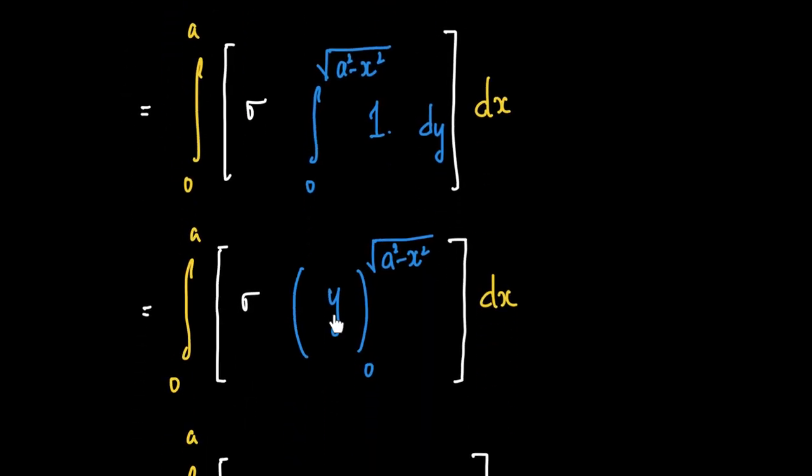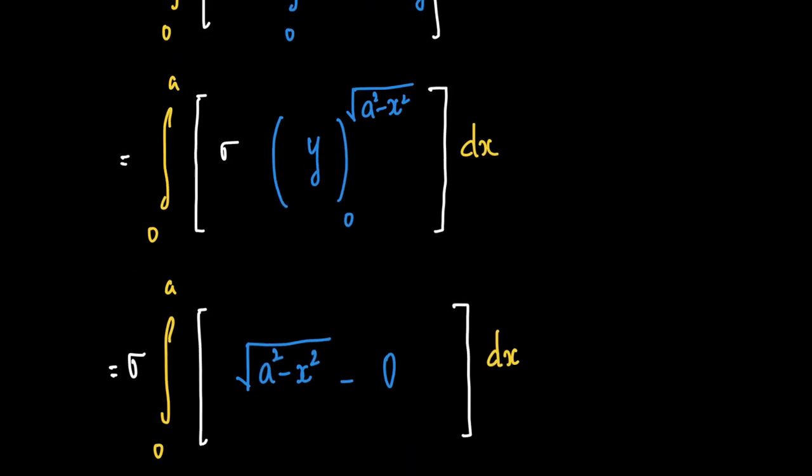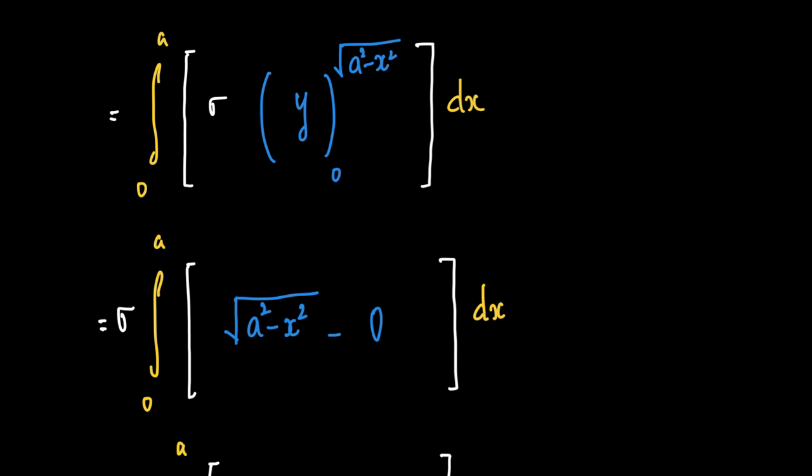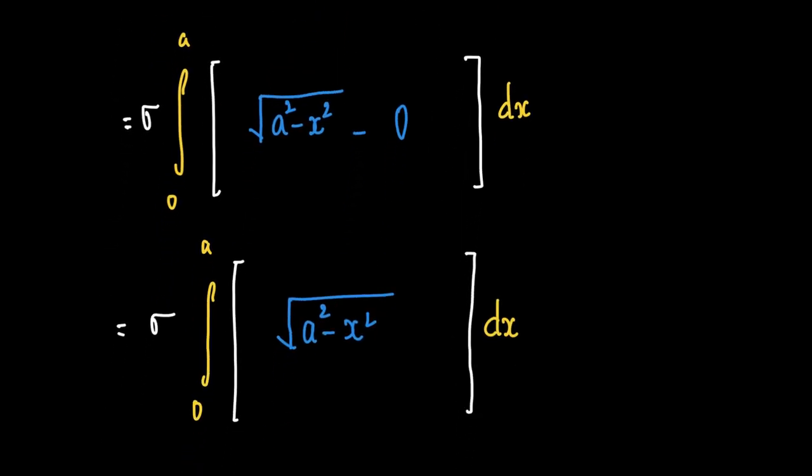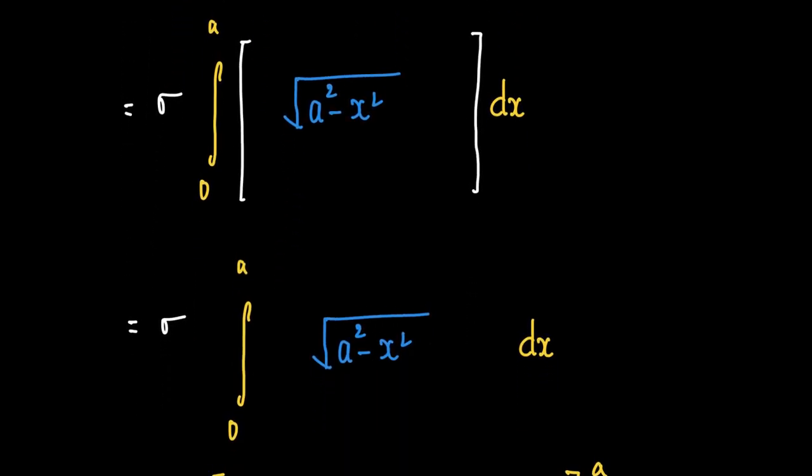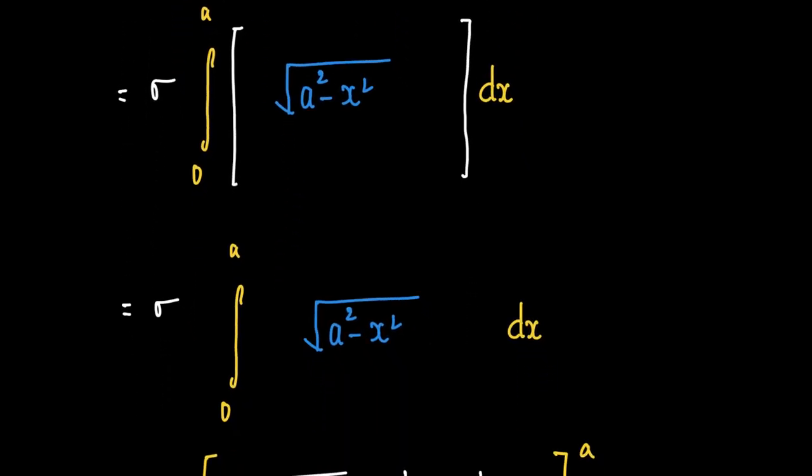Integral of 1 dy is y varying from 0 to root of a square minus x square, which when applied gives y replaced by the upper limit root of a square minus x square minus y replaced by lower limit 0, which gives us sigma into integral 0 to a root of a square minus x square dx. Now, why dx? Because dy is already integrated. So the next step, the only difference that I've included here is that I have removed this bracket. Why? Because now you only have dx with you.